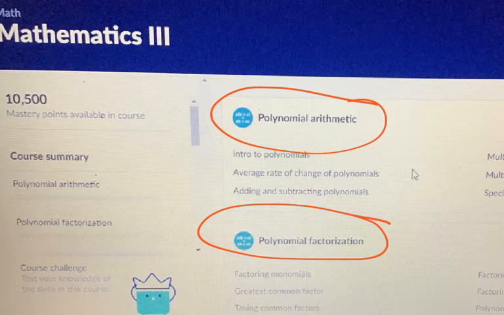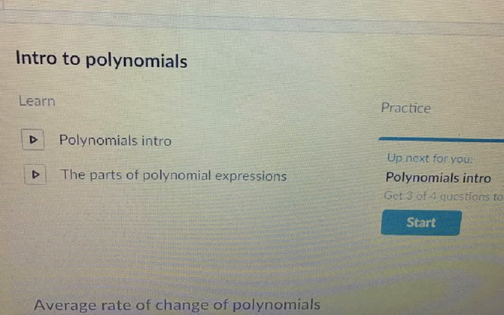Now, I went ahead and clicked this first one right here, Intro to Polynomials. Okay? Here's what popped up. Now, on the left side, those little arrow symbols there are videos.